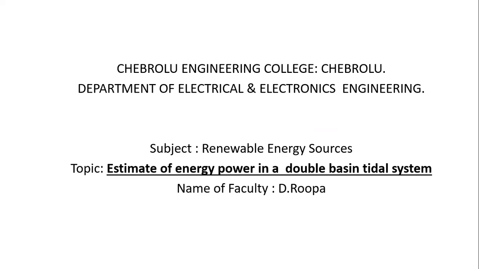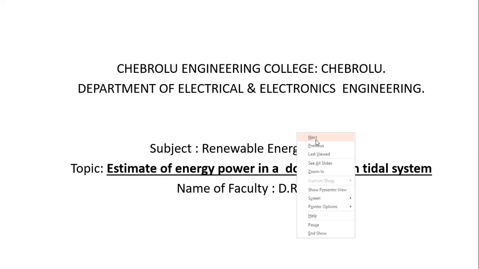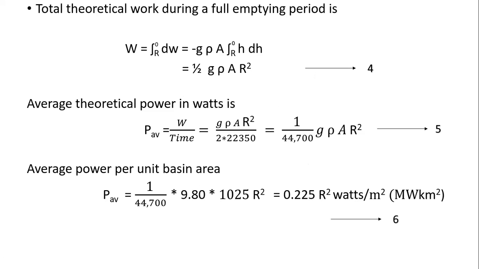So in the previous class we have seen the estimation of energy in a single basin tidal system. There we got P average by A, which is equal to around 0.225 R square watts. And now we see the estimation in the double basin system.